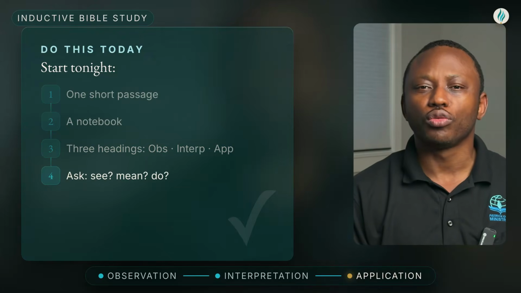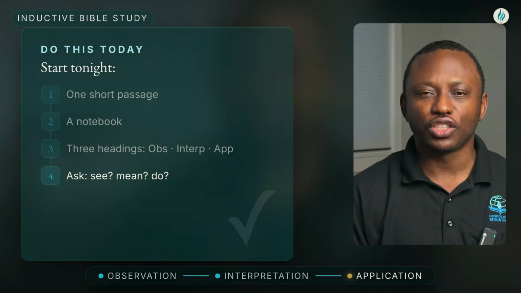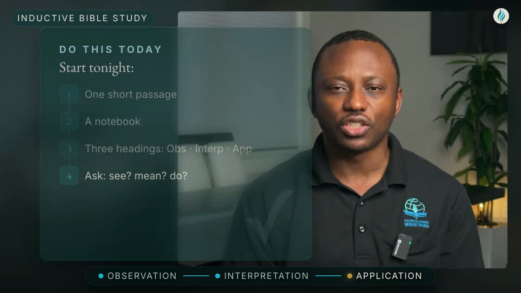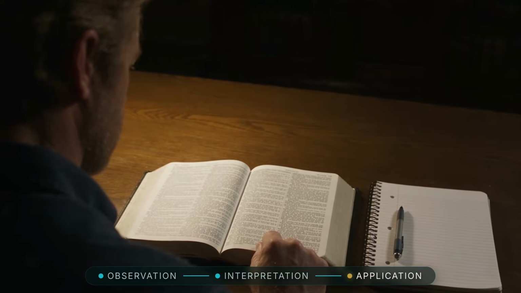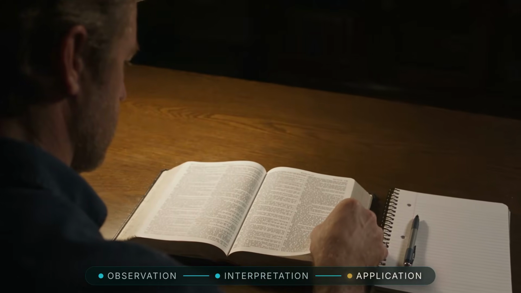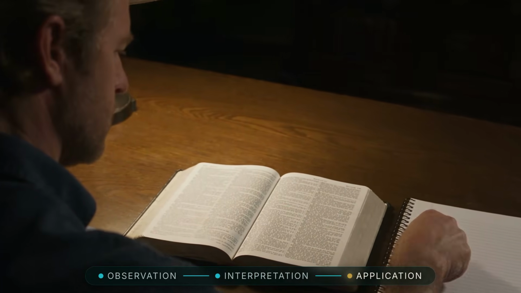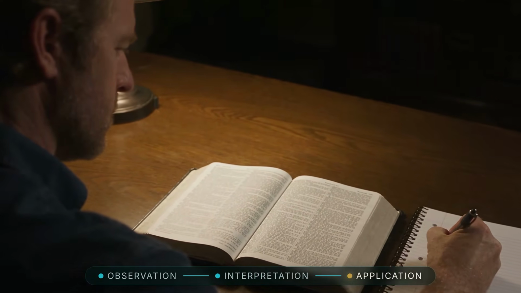Get a notebook. Write 3 headings: observation, interpretation, application. Then begin asking, what do I see? What does it mean? What should I do? Write down what you discover.